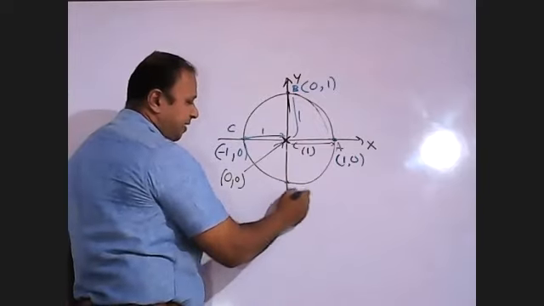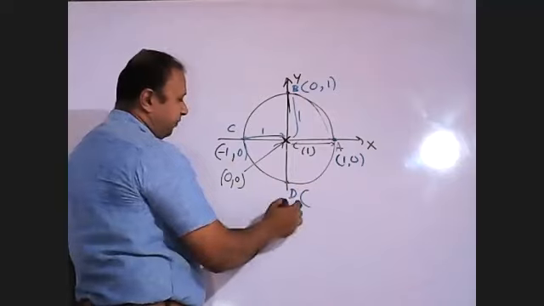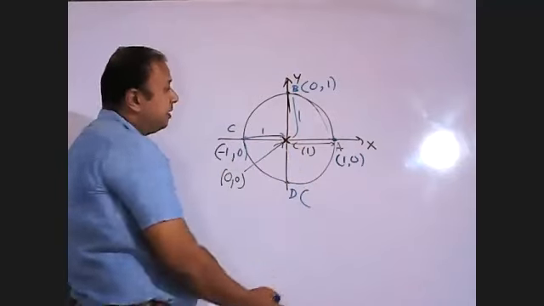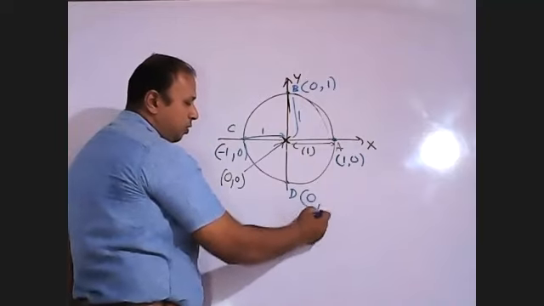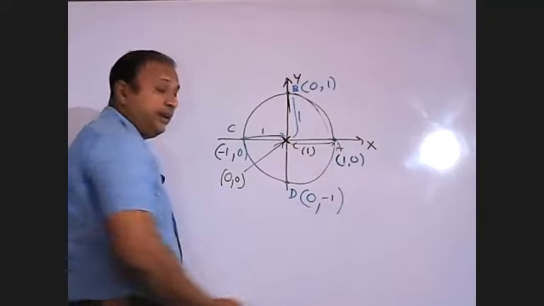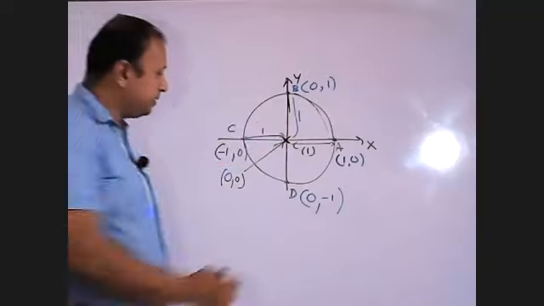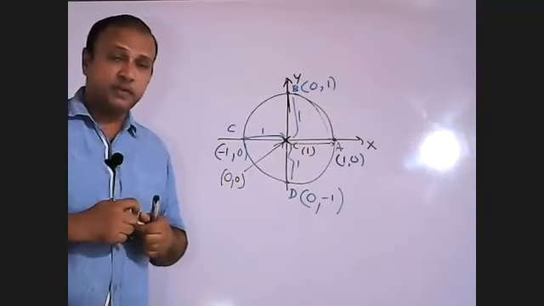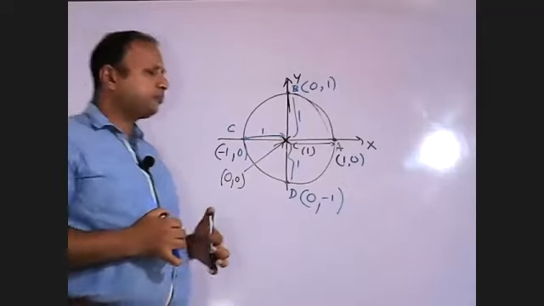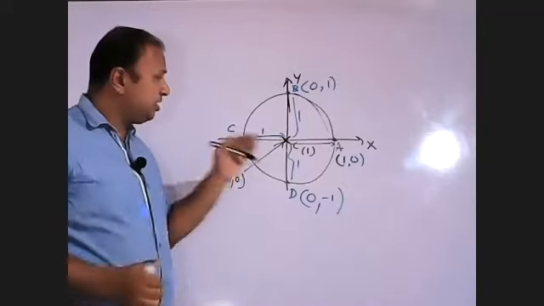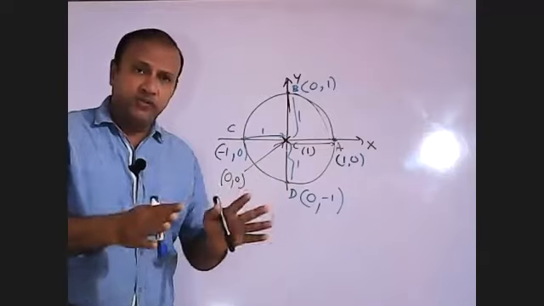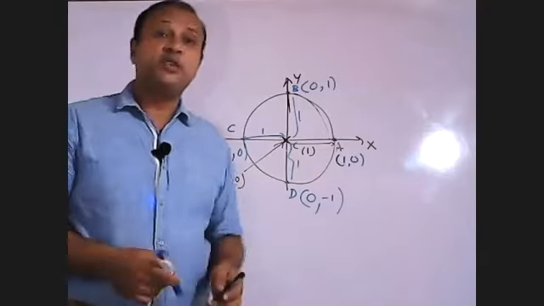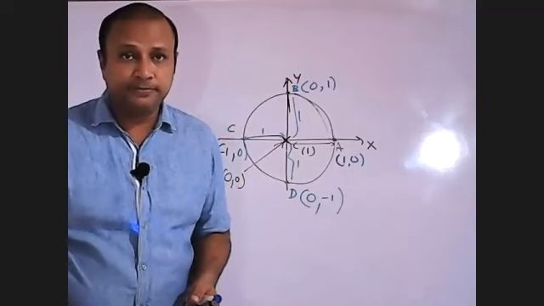Likewise, I can define the Cartesian coordinate of D. As this is on the y-axis, the x coordinate is 0. The y coordinate is -1 because this length is -1. So this is called the unit circle. Using this unit circle, we have defined trigonometric ratios.